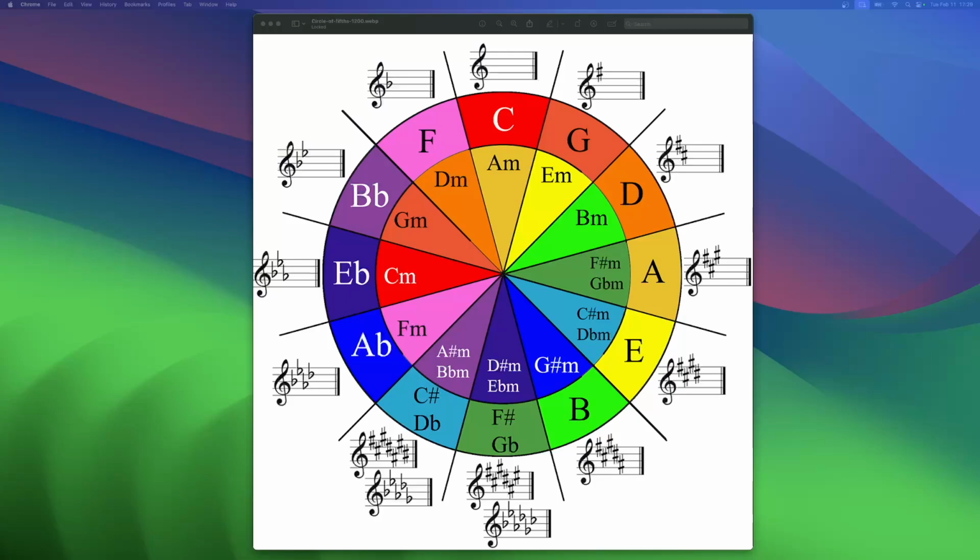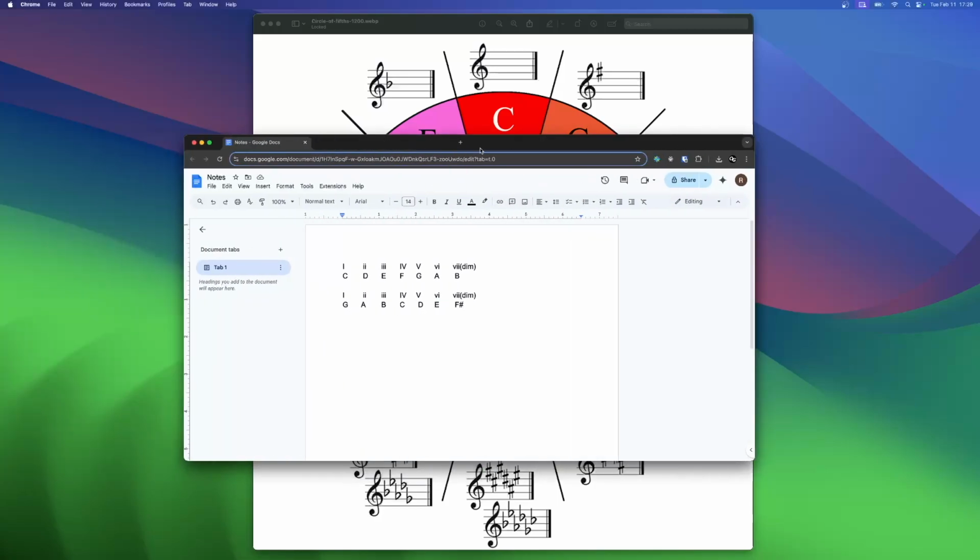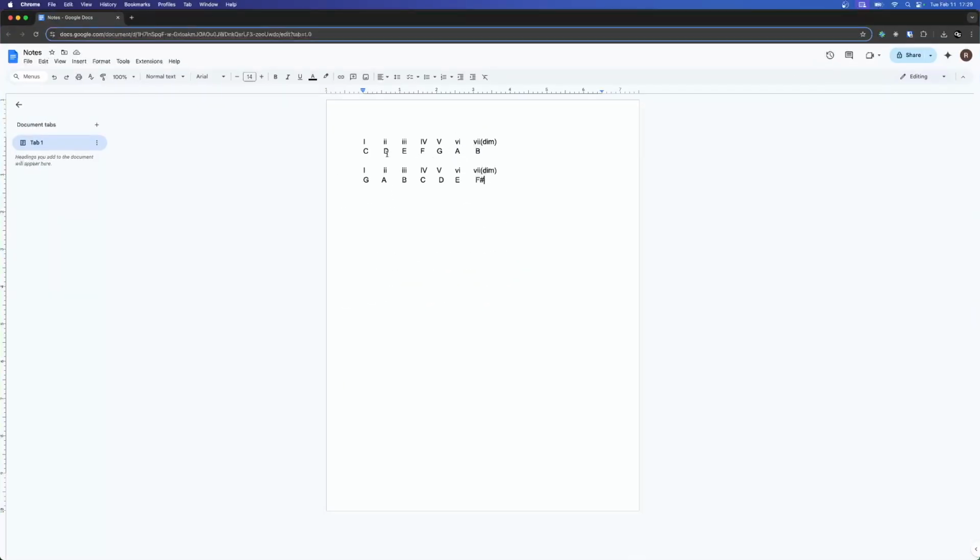So the way that I would do that is I have this over here. You just write out C, D, E, F, G, A, B, and then G, A, B, C, D, E, and then F sharp. And then from there, what you want to do is write out the chord quality. And what do I mean by chord quality? Essentially, is it major, minor, or diminished? So in a major key, it's always major, minor, minor, major, major, minor, and then diminished. So this is the way that you would write it for both of these.